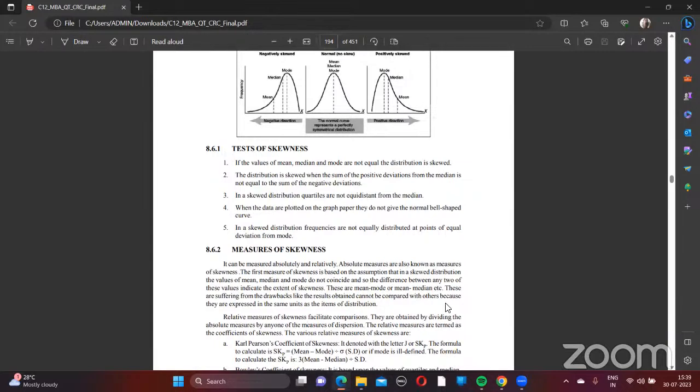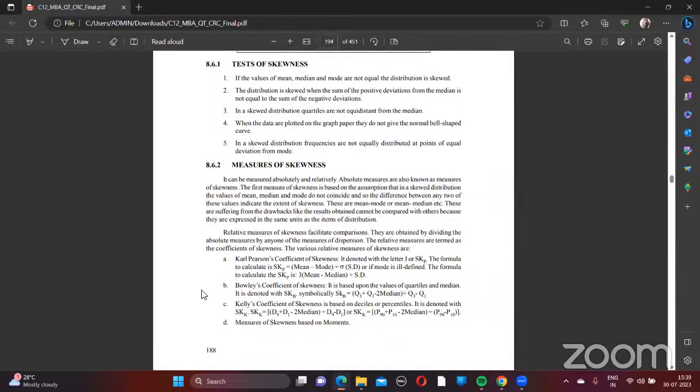So, the measures of skewness. There are two persons who have given methods to calculate skewness. There are three, but the most popularly known are two. That is Karl Pearson's coefficient of skewness, which is skewness based on the mean. Whereas Bowley's coefficient of skewness is based on the quartiles and the median. They are denoted as SKP and SKB, P standing for Pearson's and B for Bowley's. Kelly's coefficient of skewness is based on deciles and percentiles.